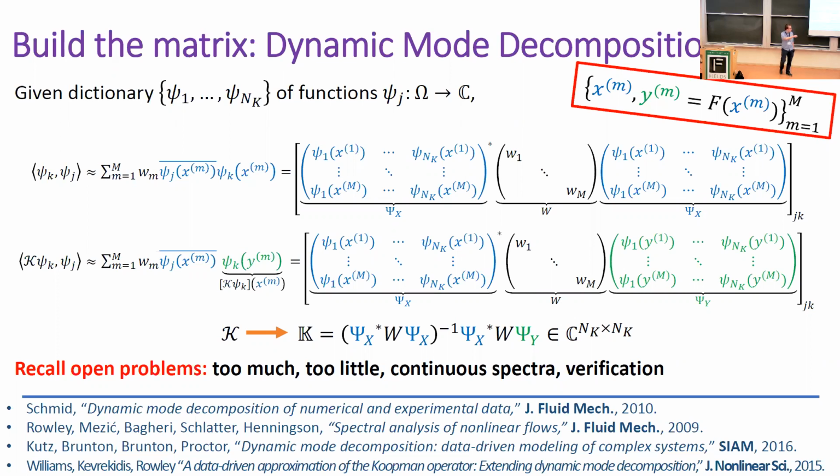Recall the problems of too much. Okay, so that's spectral pollution. Too little: how do we know we've got all of the spectrum? That's important for capturing all of the dynamics. How do we deal with continuous spectra? And suppose we, for example, compute eigenvalues of this finite matrix. How do we know which of those eigenvalues are reliable? And by reliable, I mean they're close to the spectrum, in some sense, of the true Koopman operator in infinite dimensions.